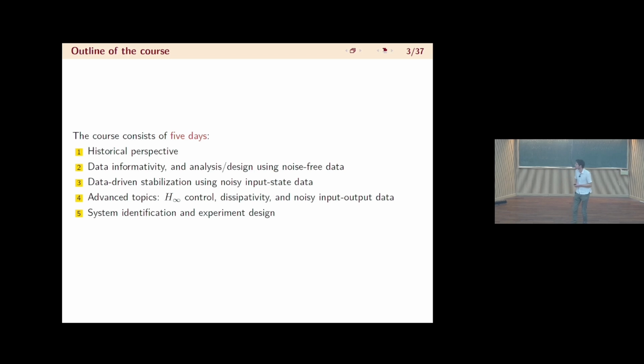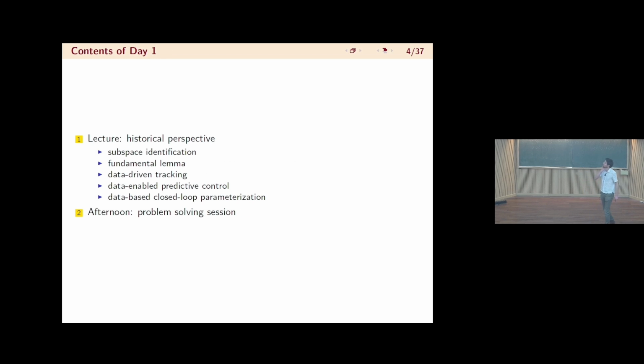And then finally, in day 5, we'll also use the data informativity framework to treat system identification and also discuss experiment design. So methods to design the inputs of your experiment in such a way that you have good data. So this is a rough outline of the course. Maybe then I can explain a little bit about day 1. So what are we going to do really today?